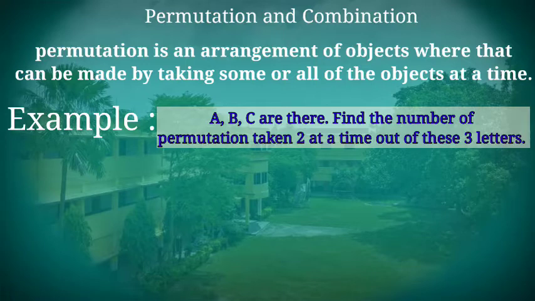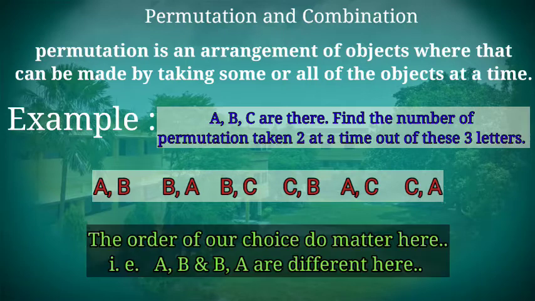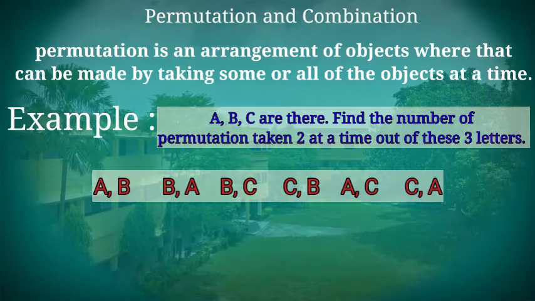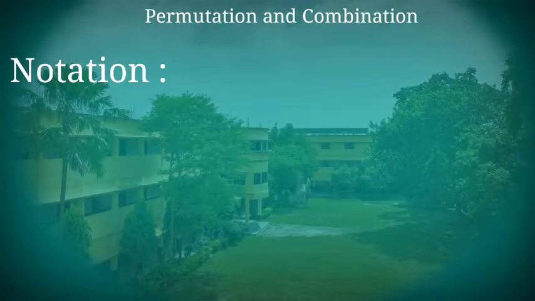So let's break them into two by two form. What are the options we will get? First we can form A, B. The first two we will take. So A, B, and then again we can take B, A, that will form another pair. So B, C, C, B, A, C, C, A. In that way 6 such pairs we can form. So the number of permutations of these three different letters taken two at a time is 6.